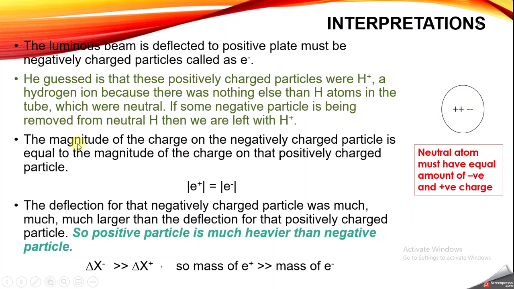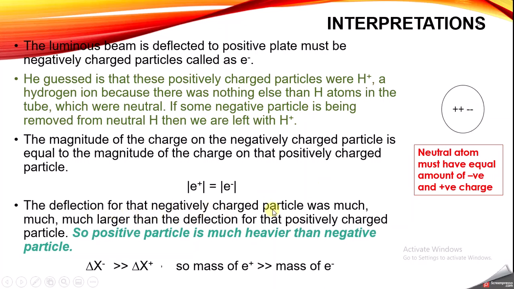Then further he interpreted that the magnitude of the charge on the negatively charged particle is equal to the magnitude of charge on the positively charged particle. That is, the magnitude of the two charges is equal. And that is also obvious from this figure. If you have a neutral hydrogen atom and you remove some negative component from here, then the positive charge which is introduced into the system will be equal to the negative charge which is removed from the system.